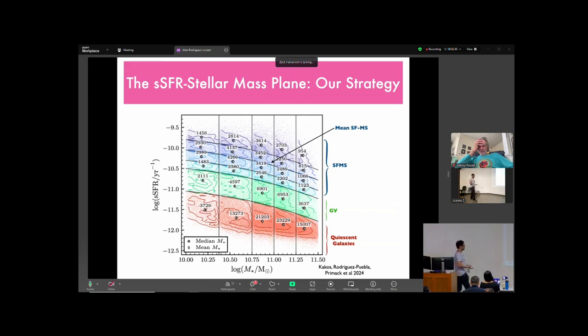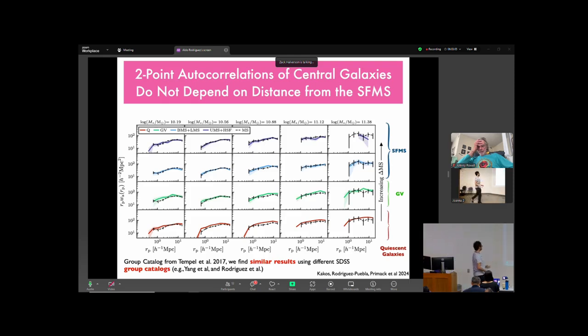So we test this. The idea is to infer the clustering within this plane, specific star formation rate versus stellar mass, for a fixed stellar mass in different parts of this plane. What we found was very surprising. What you're seeing here is the autocorrelation function of central galaxies. We are probing different stellar masses and different levels of specific star formation rate, and you don't see any difference in their autocorrelations. What I'm showing here is only central galaxies. So this was surprising. It doesn't seem that halo assembly bias is reflected in this plot.